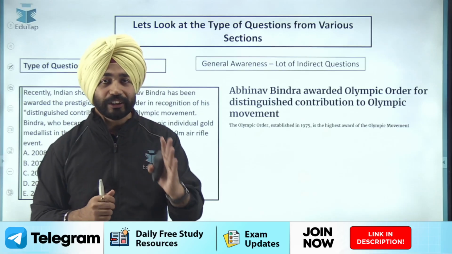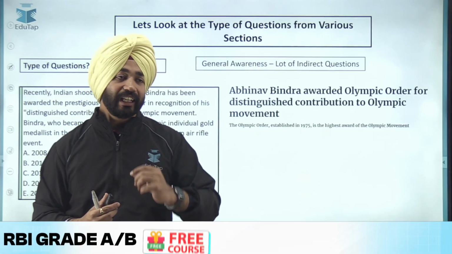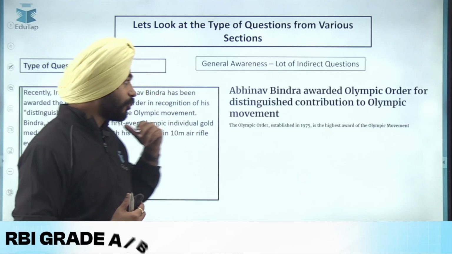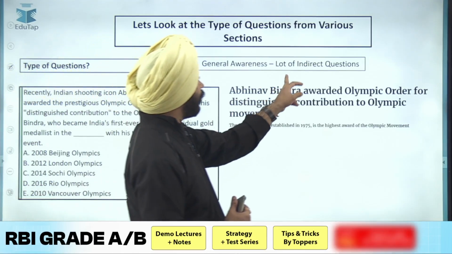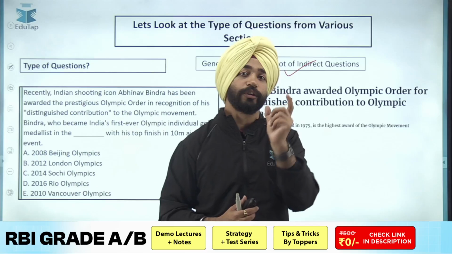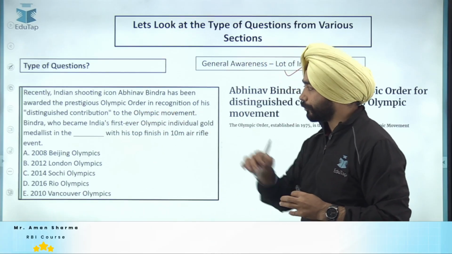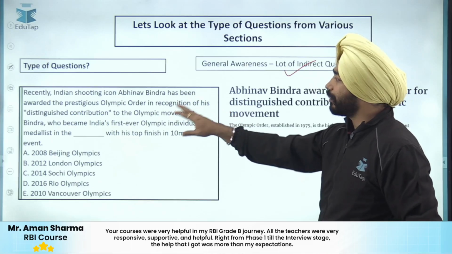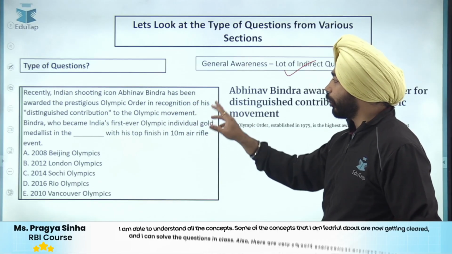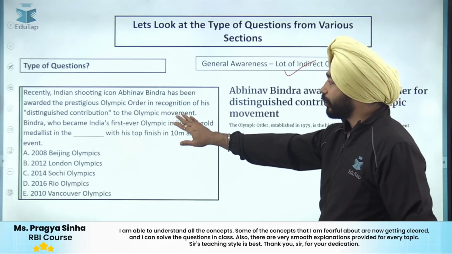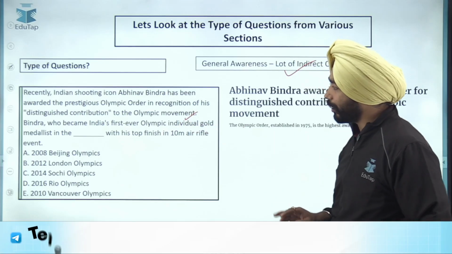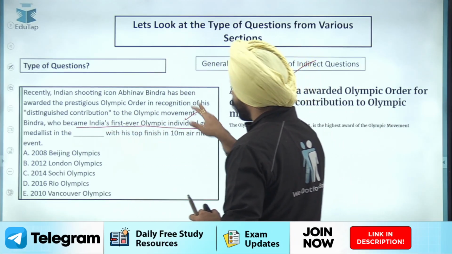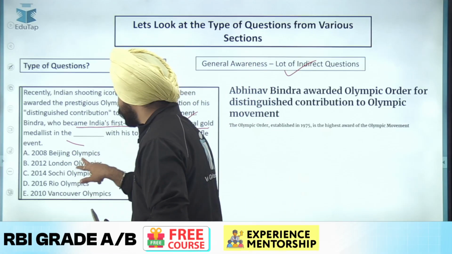They are not direct questions, they are not straightforward questions. Here also the examiner is playing with you. How? He is not asking you direct questions, he is asking a lot of indirect questions. For example, look at this question. The question is quite simple: Indian shooting iconic star Abhinav Bindra has been awarded this prestigious Olympic Order in recognition of his distinguished contribution to the Olympic movement. The question is, he became India's first ever Olympic individual gold medalist in which Olympic Games?